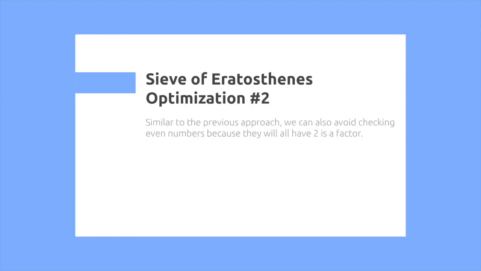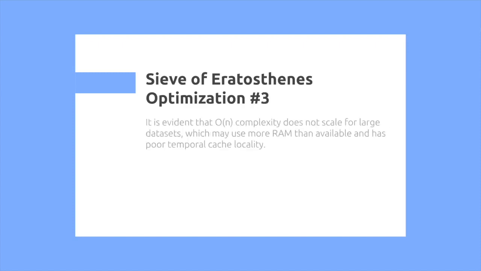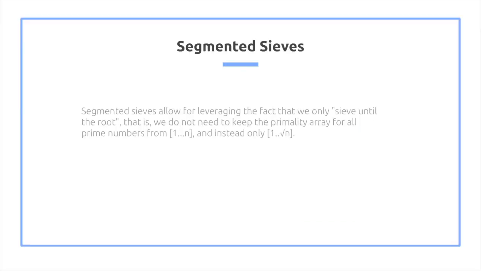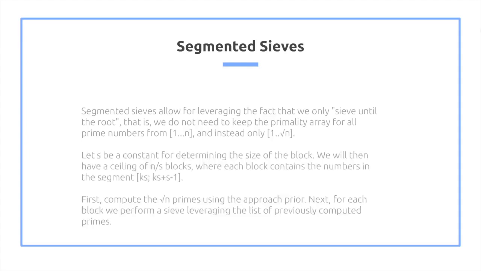The second optimization is avoiding checking even numbers because they all have a factor of 2. And the last one is an optimization about the memory. We may use more RAM than is available, and we have poor temporal cache locality using this approach. Introducing segmented sieves, which leverage the fact that we only sieve until the root. That is, we don't need to keep the primality array for all the numbers, and instead only up to the square root of them.